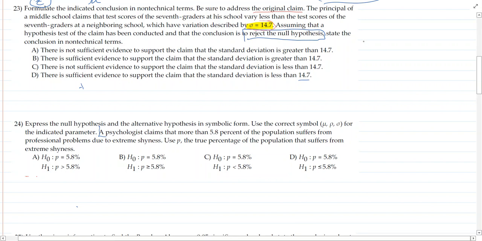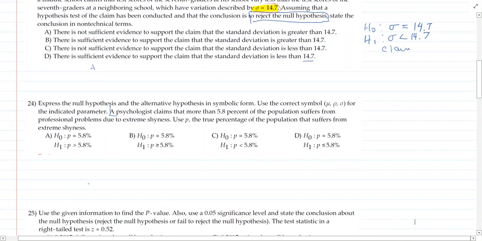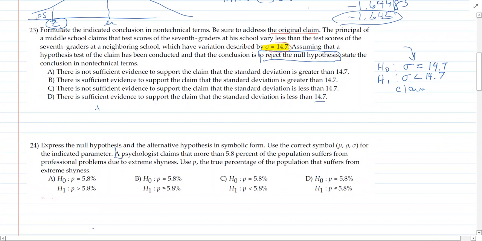So what we have here is that our H naught had to have been the standard deviation is 14.7 for all people taking this standardized testing. And what we're claiming is that the standard deviation is less than 14.7. So this is our claim, and we reject the null. So we're rejecting this one, which means we're supporting this one.